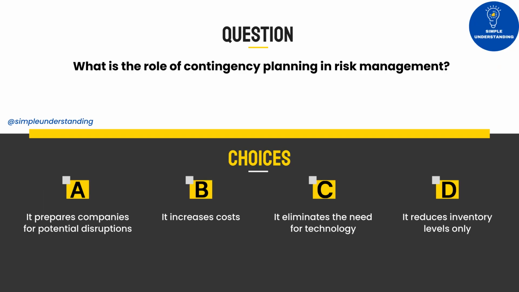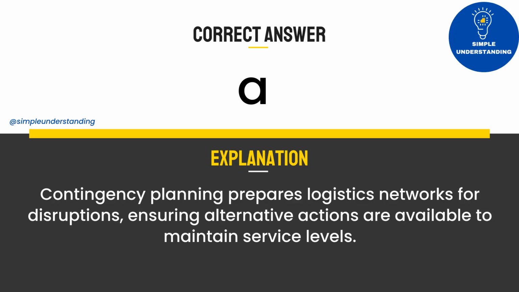8. What is the role of contingency planning in risk management? A. It prepares companies for potential disruptions. B. It increases costs. C. It eliminates the need for technology. D. It reduces inventory levels only. Correct answer, A. Explanation. Contingency planning prepares logistics networks for disruptions, ensuring alternative actions are available to maintain service levels.